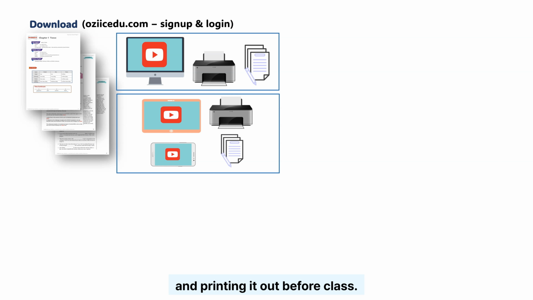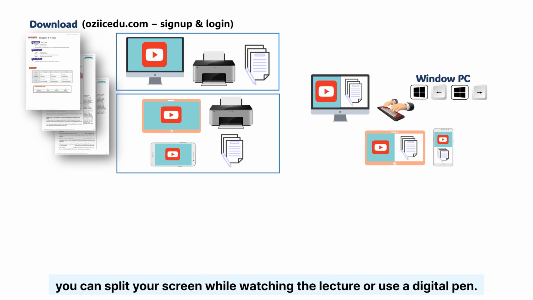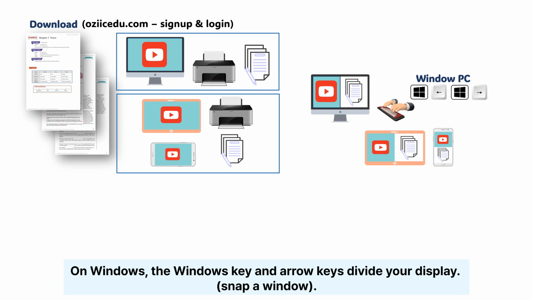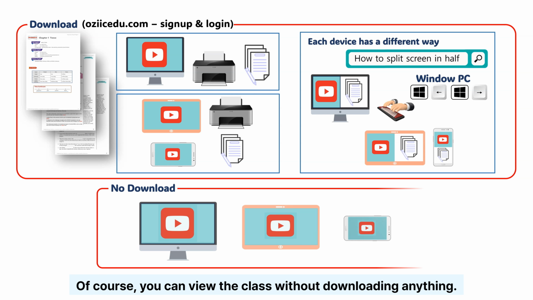I recommend signing up on the website and printing it out before class. It's validated in real classrooms and includes plenty of up-to-date exam content. If printing is tough, you can split your screen while watching the lecture or use a digital pen. On Windows, the Windows key and arrow keys divide your display. Each device works differently, so check your manual for details. Of course, you can view the class without downloading anything.